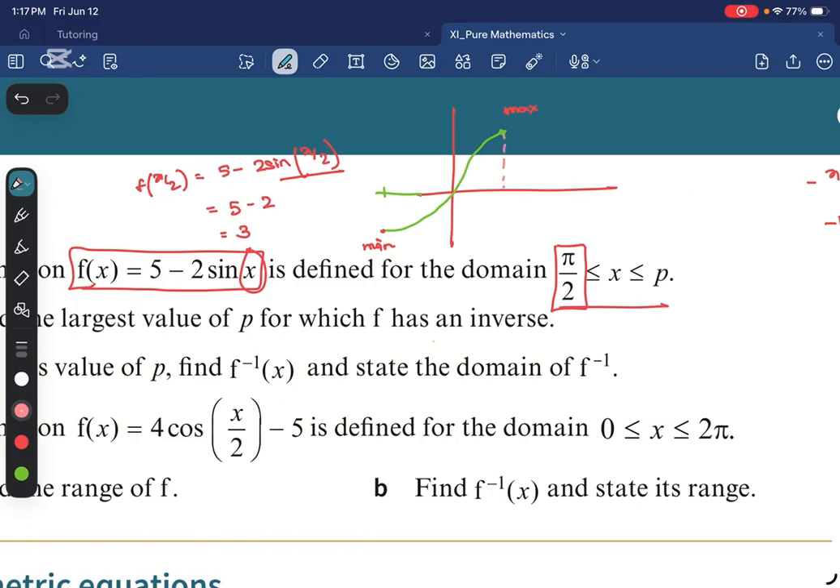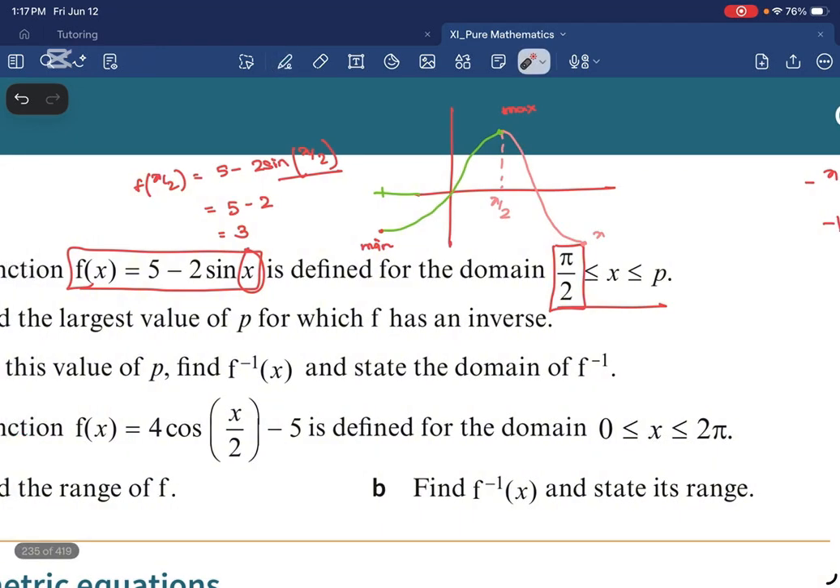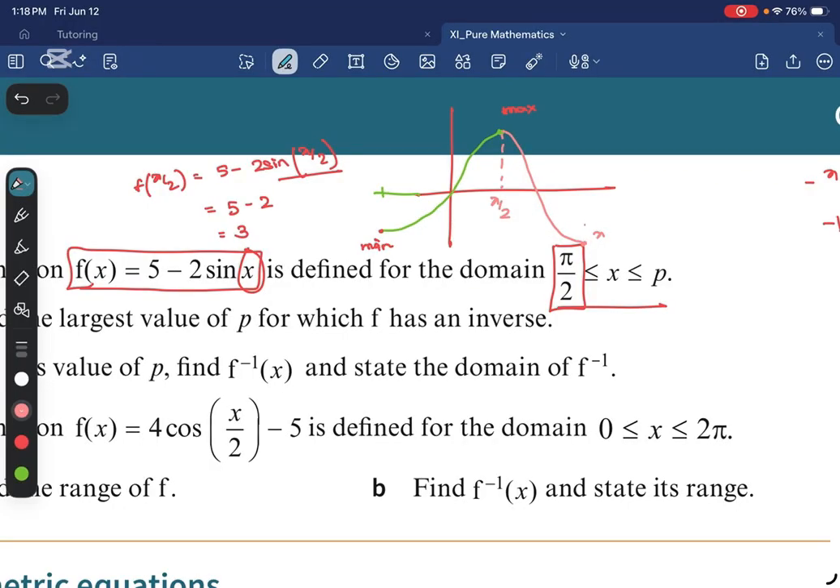And this maximum point occurs where? This maximum point occurred at pi by 2, but I can also restrict it until a minimum point, right? I can also take this arm, because that is also 1 by 1. So when is sine negative 1? Well, at 3 pi by 2. So you can take p to be 3 pi by 2. So this is the minimum most value of this function.